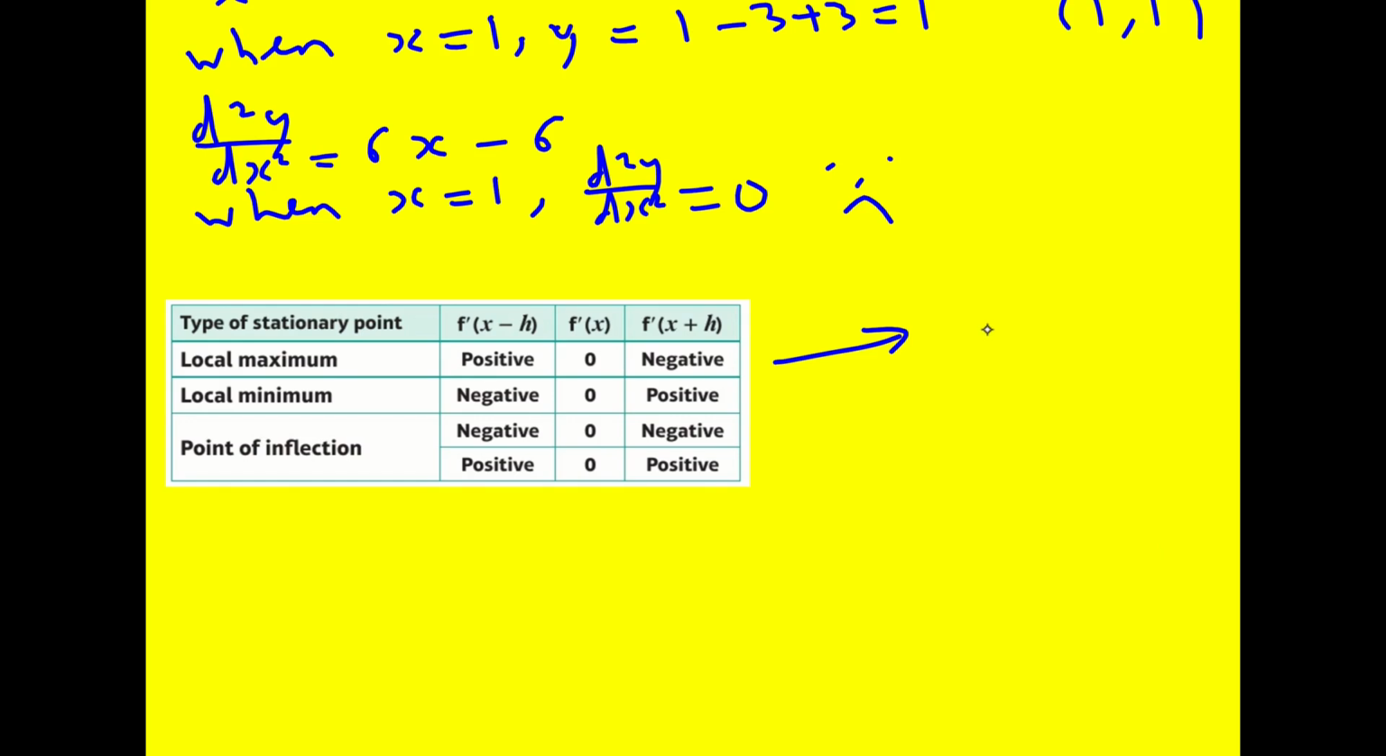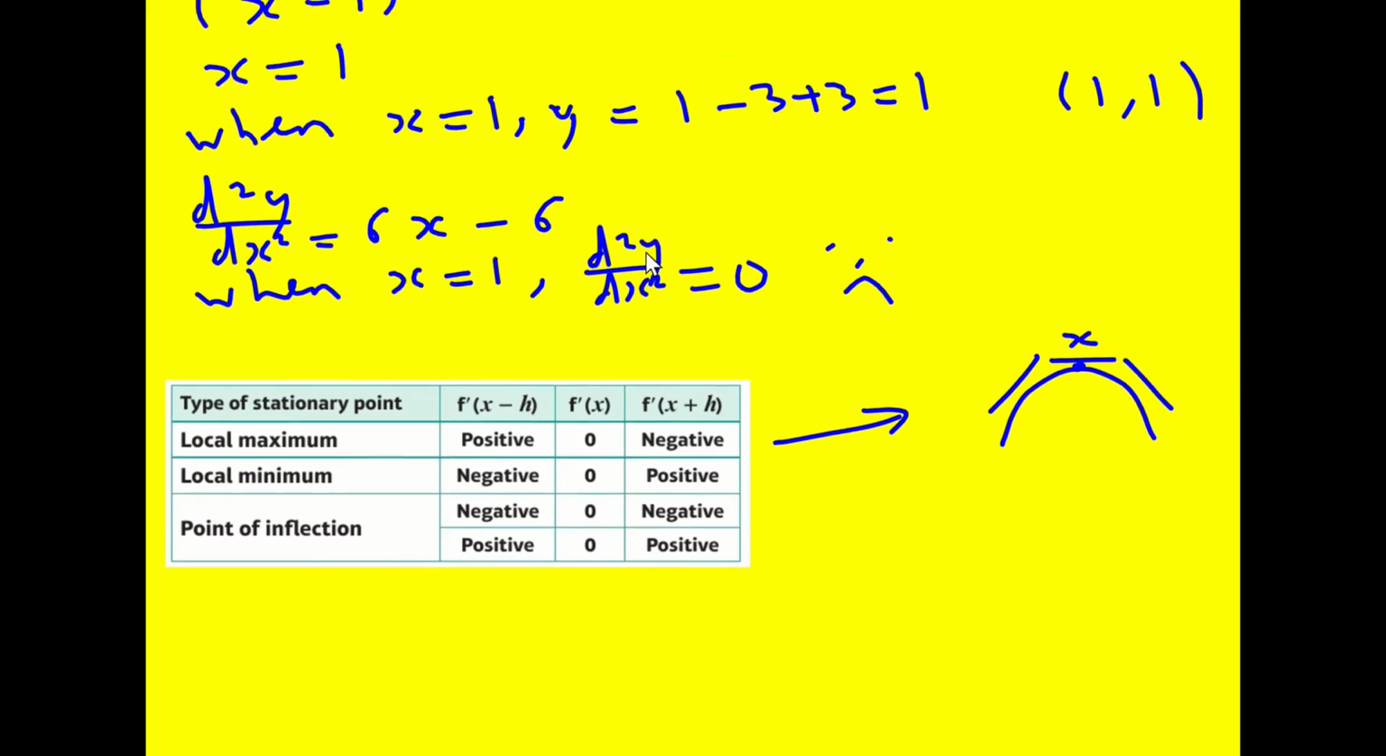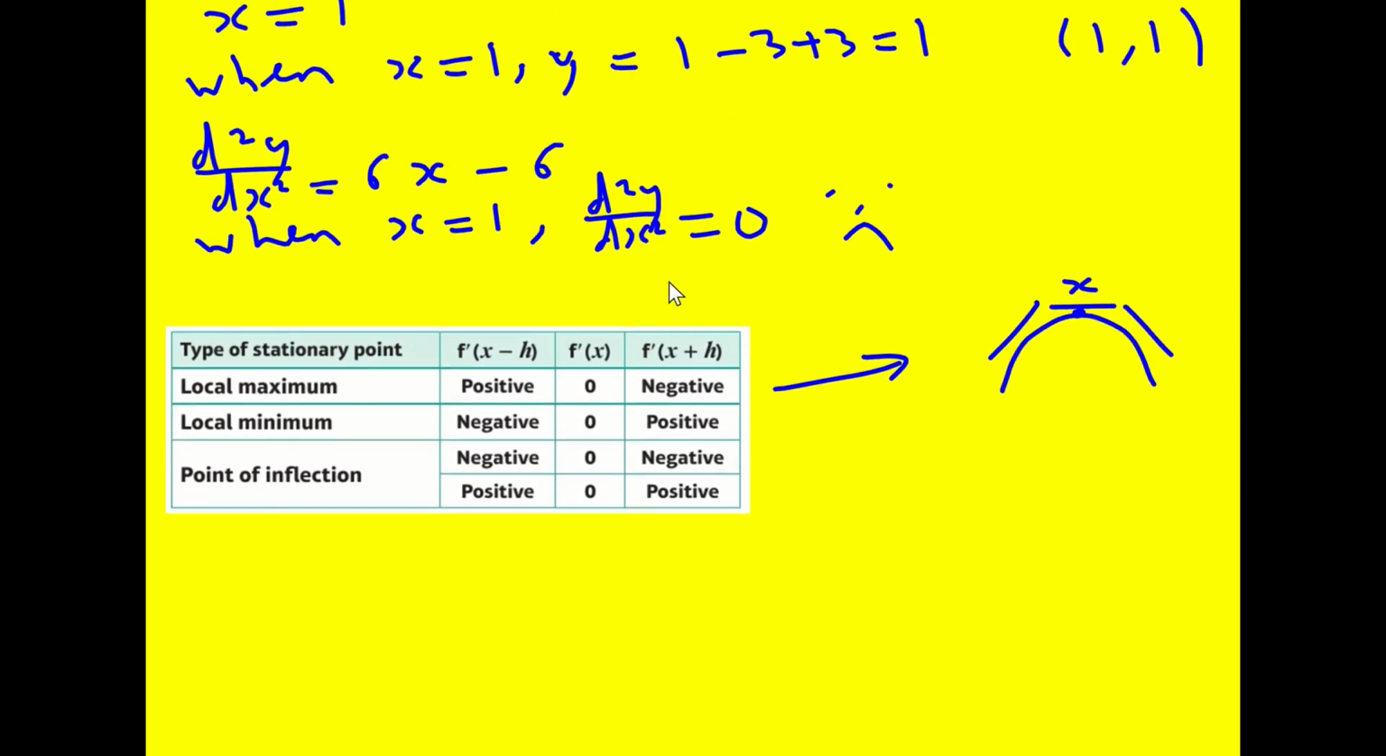So for a local maximum, that's going to look like this. Just to the left of the stationary point, this value of x, we're going to get this positive gradient. At the stationary point, we're going to get 0, and just after, it's going to be negative. So let's have a go at doing this for the stationary point we have here.